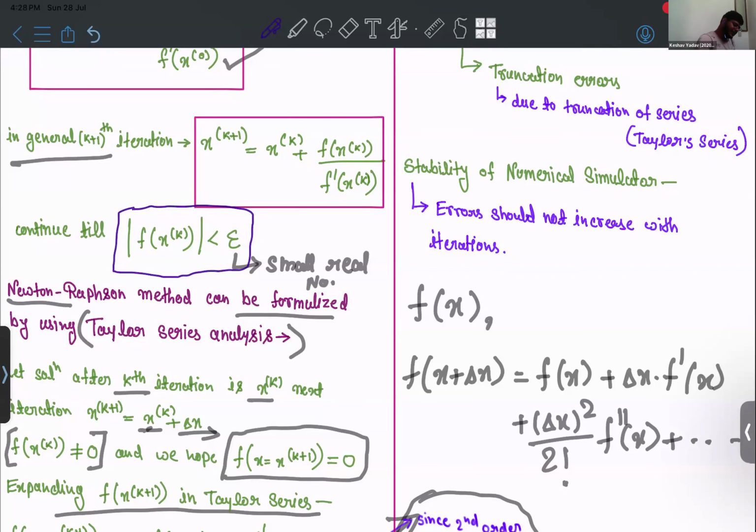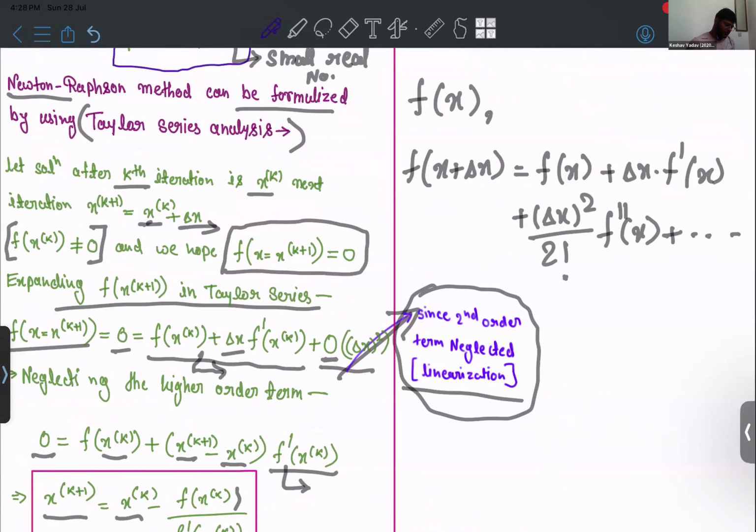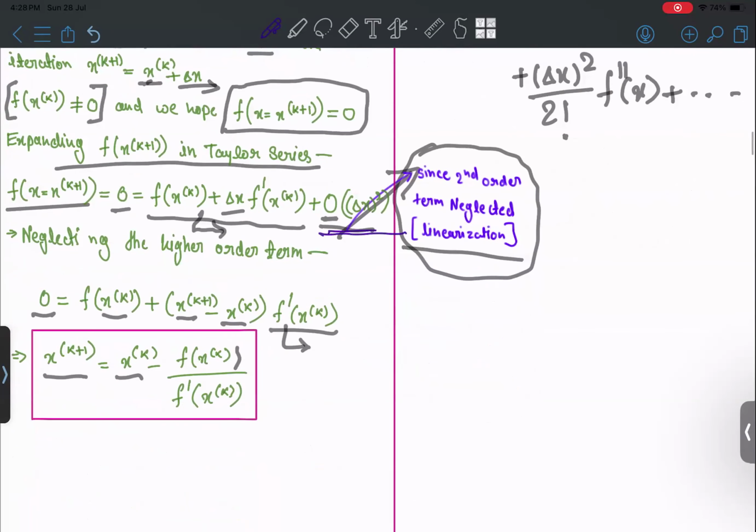This can be realized by using Taylor series expansion also. We have seen that the second order and other higher order terms are neglected, and only the linear terms, f of x at the kth iteration plus delta x multiplied by f prime at the kth iteration, are kept. This is a kind of linear function. Only linear terms have been considered. That's why it is called linearization.